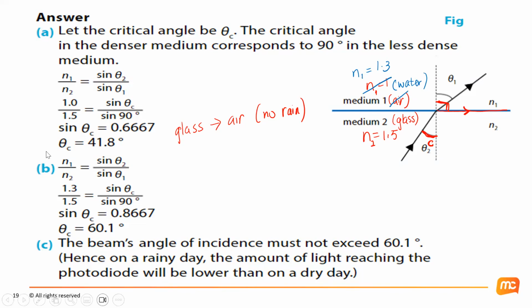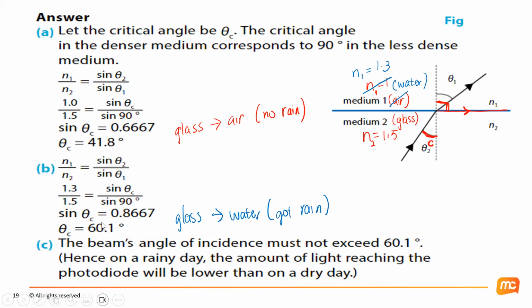So again, I want to use the formula n1 over n2 equals sine theta 2 over sine theta 1. So I get n1 is 1.3 over 1.5 equals sine theta 1. Sine theta 1 is again the critical angle, sine C over sine R. If I want to get the critical angle, sine R will always be 90 degrees. So in this case, I'm moving from glass to water, which means got rain. My critical angle becomes 60.1. Can you see that my critical angle becomes bigger?